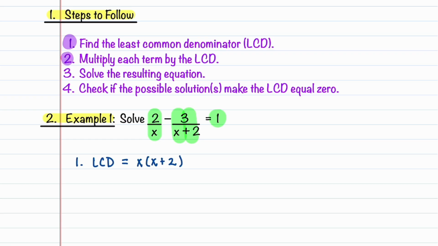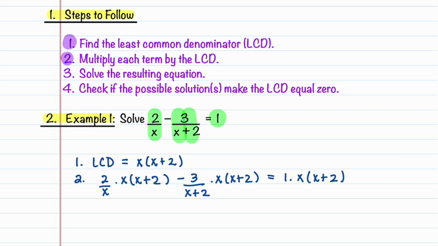The second step is that we're going to take our rational equation and multiply each term in that equation by this least common denominator. The first term in our equation is 2 divided by x, and we're going to multiply that by x times x plus 2, our least common denominator. And then we're going to take our second term, minus 3 over x plus 2, and also multiply that by x and x plus 2. And then our right-hand side also gets multiplied by x and x plus 2. The third step is to just solve this equation.